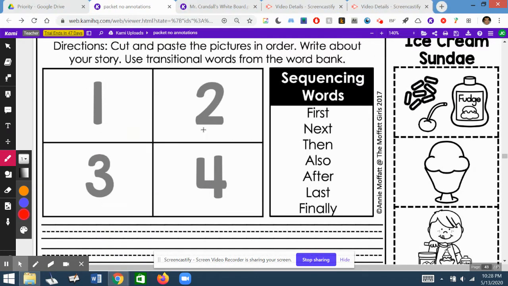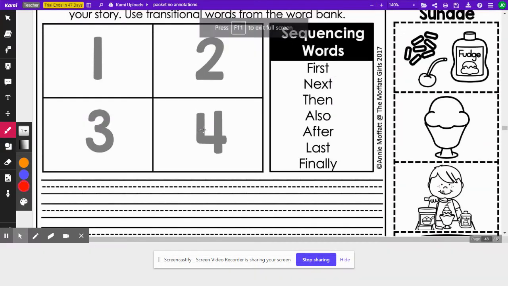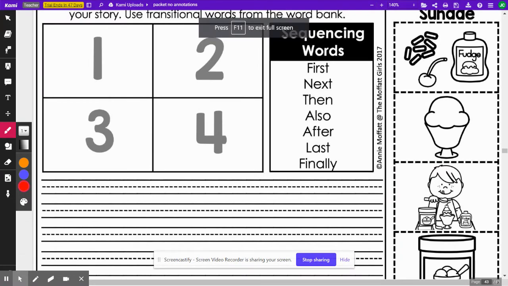Let's get started. Now, friends, remember, the directions say for us to cut and paste the pictures in order, but you don't have to do that, especially since if you do that in our packet, you'll be cutting into the other side of the packet. So it's better just to write numbers next to them so we know what order the story goes in.